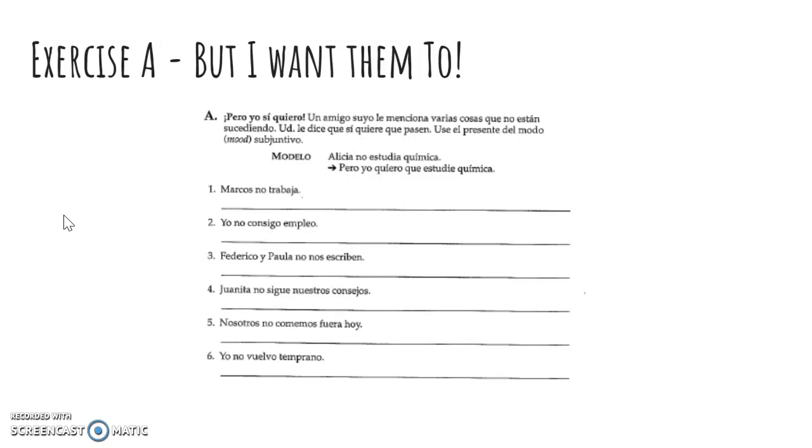Okay, so now we're to exercise A. Basically, what you're supposed to do here is you have a list of items that say what people are not doing, and you're going to say, but I want them to do that thing. I want them to is a phrase that requires a subjunctive. So you can see this example that's here.